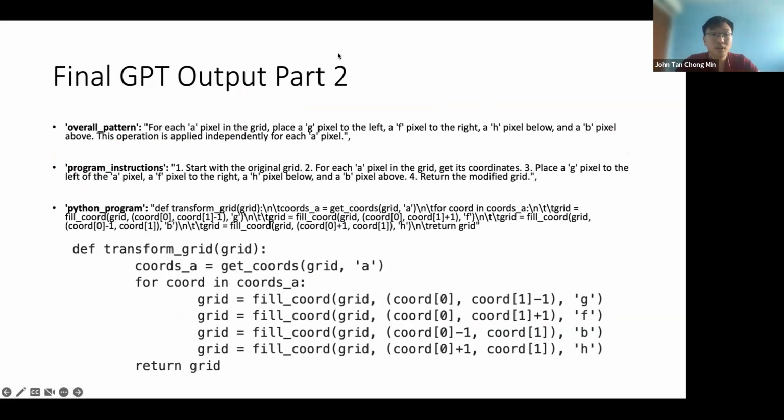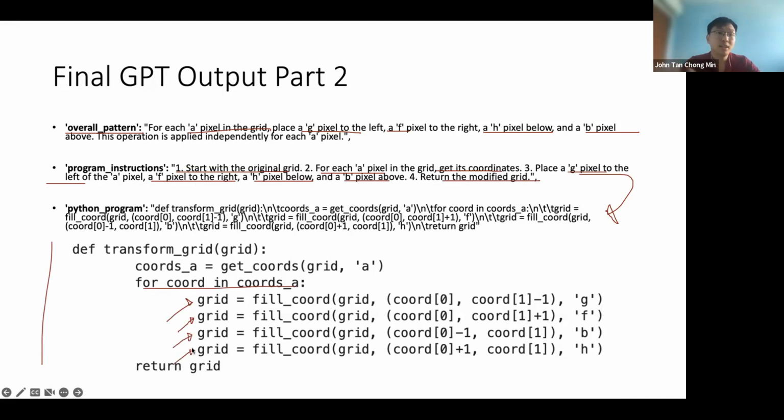Okay, then we can say, so the mastermind of the code, the overall pattern, what's the pattern now? For each A pixel in the grid, place a G to the left, F to the right, H below, and B above. Okay, so the instructions will be: start with the original grid. For each A pixel, get the coordinates, place a G to the left, F to the right, H below, and B above, and return the modified grid. And then we get the program here. The program is a string with \n and \t. If we print it out, this is the program. All right, loop through every coordinate, do each action like that. So you can see that over here, it solves it exactly as what we needed.